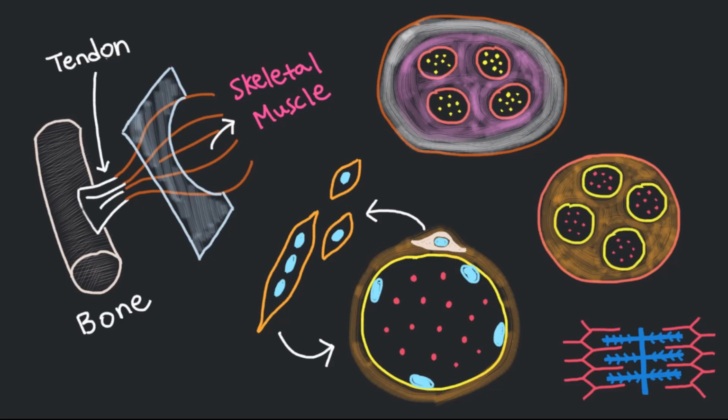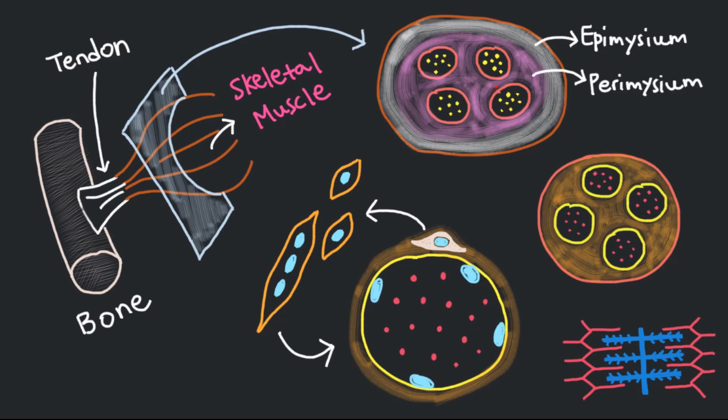Skeletal muscle is the largest tissue in the body, accounting for approximately 40% of human body mass. Now, if you take a look at the cross-section of a muscle, you'll see three layers of connective tissue. The epimysium, which surrounds the entire muscle to separate the muscle from surrounding tissues or organs. The perimysium, which contains a bundle of muscle fibers called a fascicle. And the endomysium, which surrounds each muscle fiber or muscle cell.